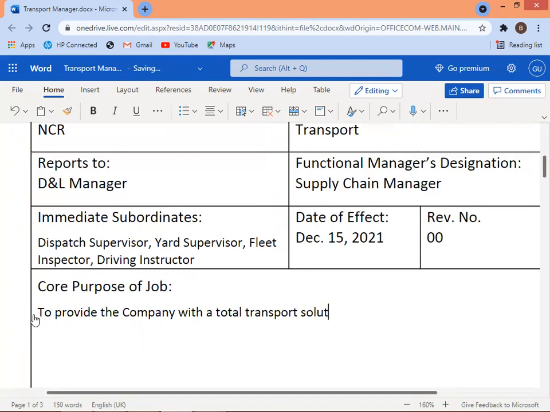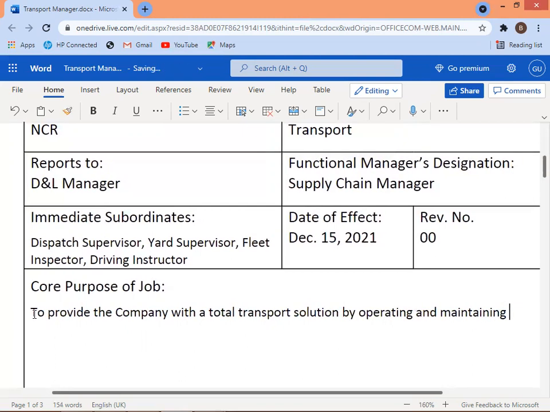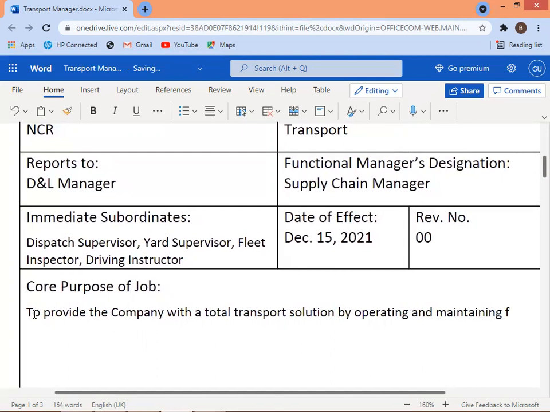Solution by operating and maintaining. The transport manager also has to maintain in order to prolong the useful life of the equipment or the fleet units. Okay, maintaining fleet of vehicles, right?